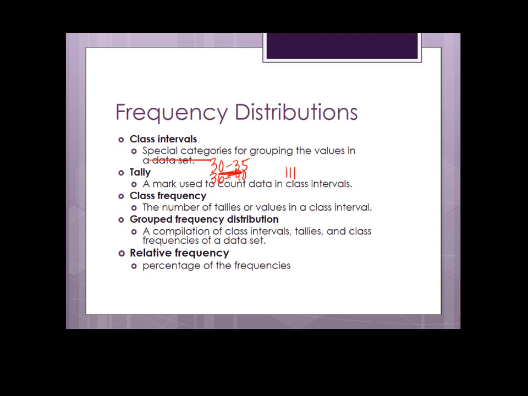So if I have a 32 and a 33 and a 34, there are 3 numbers that appeared in that data set. Grouped frequency distribution is a compilation of class intervals, tallies, and class frequencies. And then relative frequency is talking about the percentage of the frequencies. So regular frequency is just the tally marks. Relative frequency is the percentage.